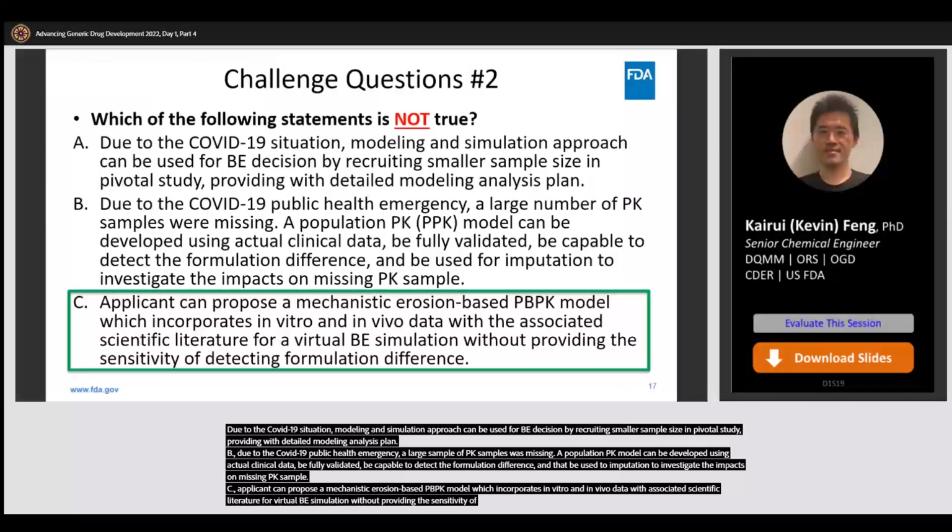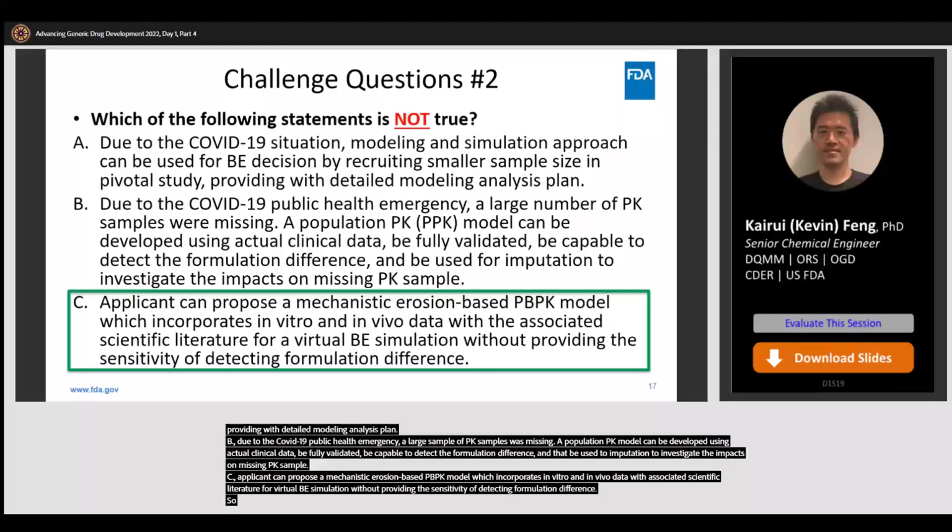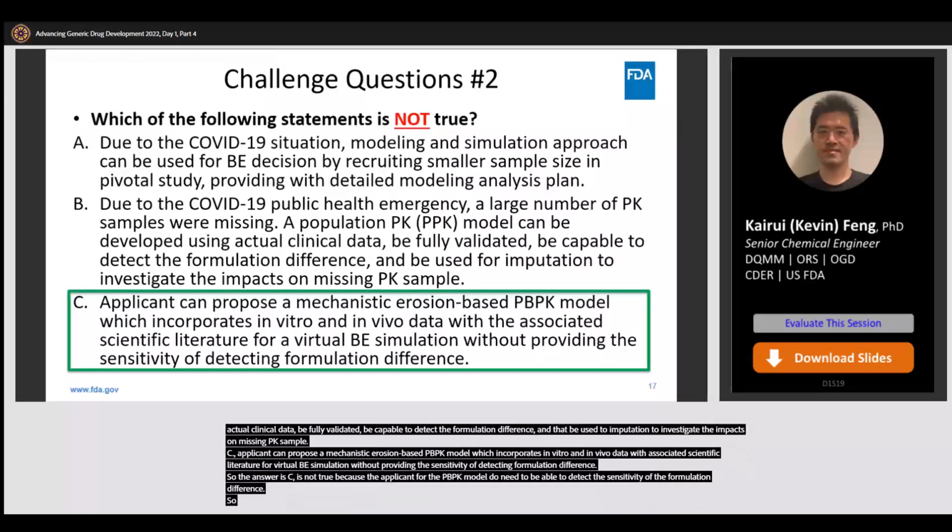So the answer is C, it is not true, because for the PBPK model, the applicant still needs to be able to detect the sensitivity of the formulation difference, so that we are able to look at your model and see that your model is validated for the difference between the test and reference products.